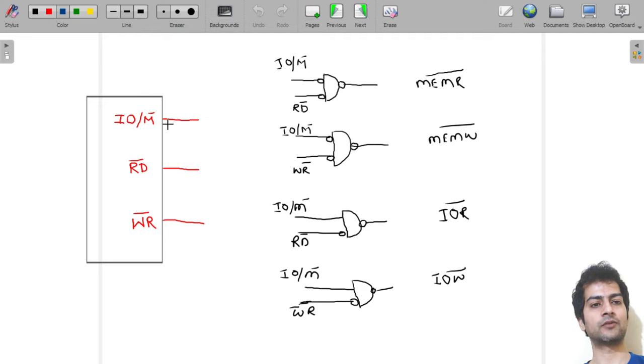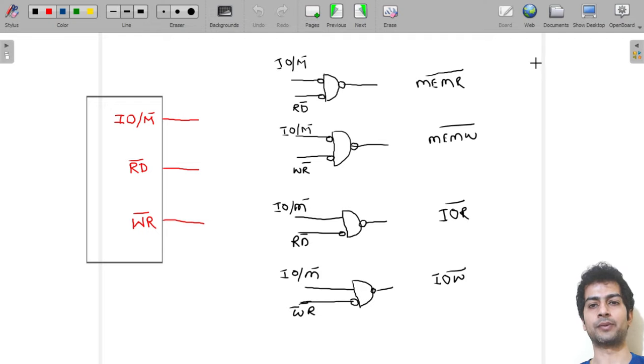Through a single pin we can select either input, output or memory, and here we are doing the multiplexing. For multiplexing, we have to use external hardware, and the external hardware used is the NAND gate.